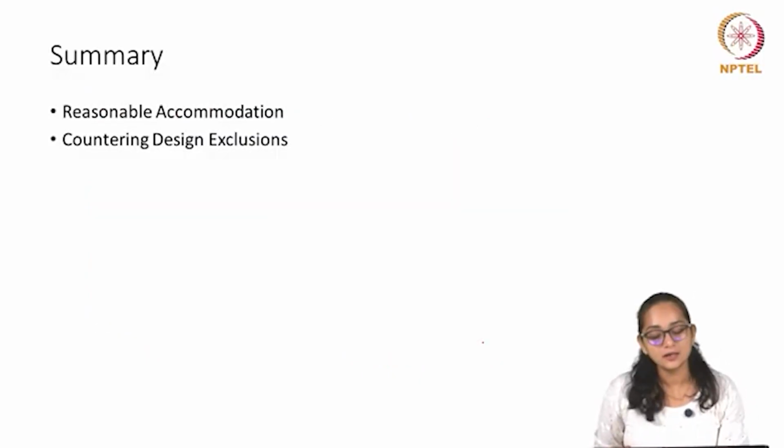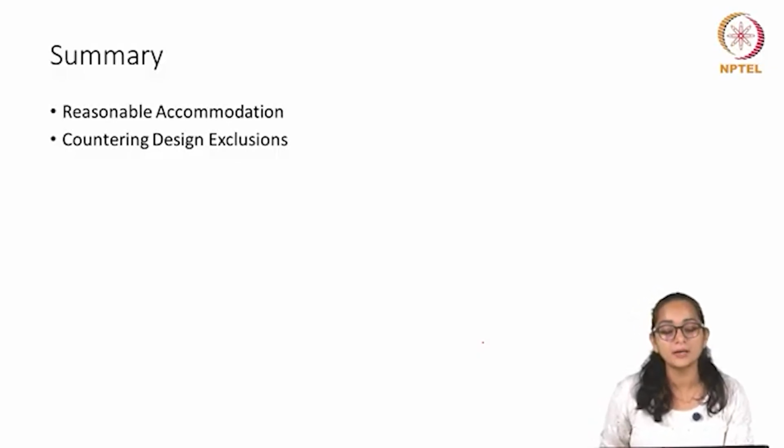So, in summary, today we had a discussion about reasonable accommodation, some examples around it, and the difference between accessibility and reasonable accommodation. Then we moved on to a design process called countering design exclusions, and we had a discussion around that with some tangible interfaces as well as digital interfaces. As we keep using these methods to make systems accessible, possibly we'll learn more about it and be able to relate more to it.